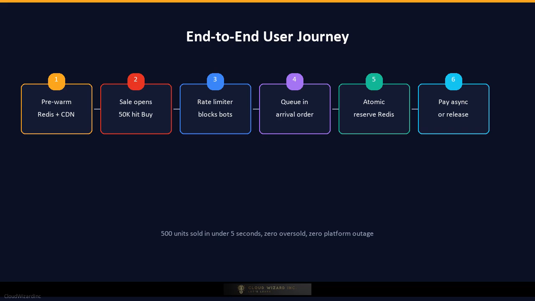At 11:55, the scheduler pre-warms Redis with the exact inventory count, say 500, and pushes the sale configuration to the CDN edge. At noon, the countdown hits 0 and 50,000 users hit buy now. The API gateway checks each request against a per-user rate limit bucket stored in Redis. Requests that exceed the limit receive an immediate 429 Too Many Requests response, cutting bot traffic by 80%. Valid requests enter the purchase queue in arrival order.